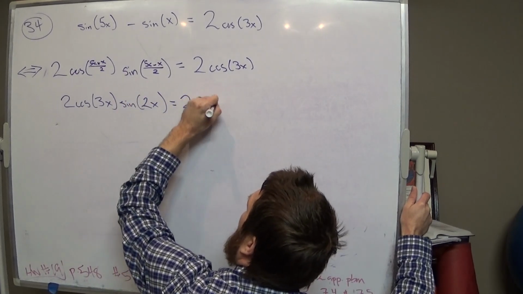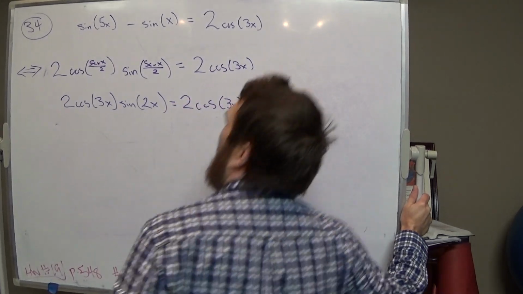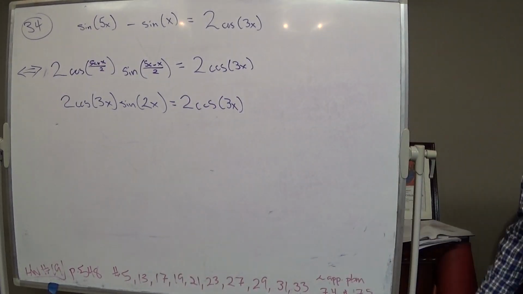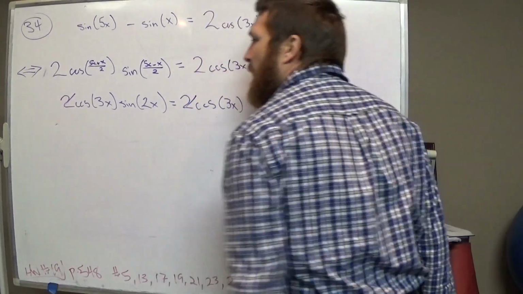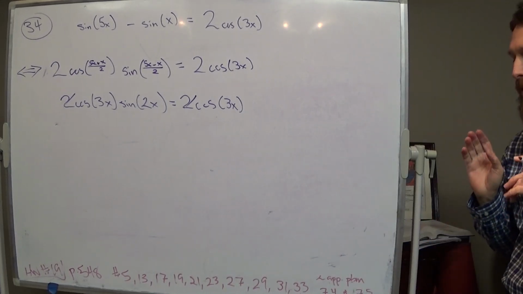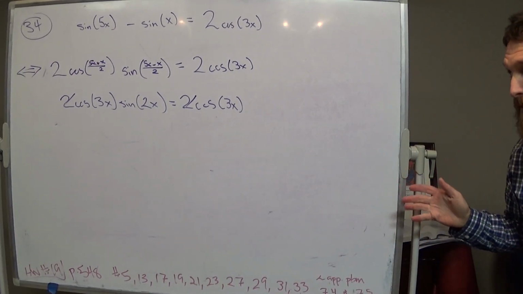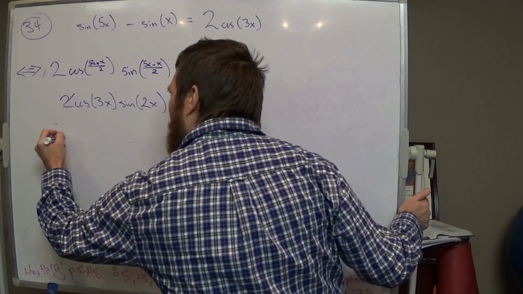Oh, and those 2's are 2 cosine 3x. Well, the 2's are gone. We can forget the 2's. But here's the thing. You could say, oh, divide through by cosine 3x, but then you're going to forget about all of those places where it's equal to 0. So you have to subtract it over and factor. This is what you should do.